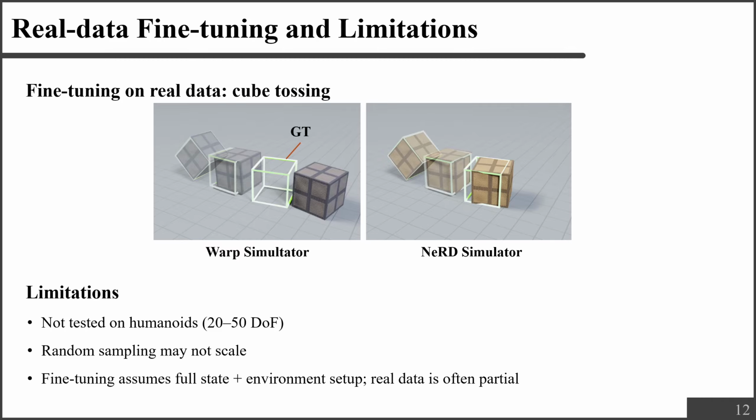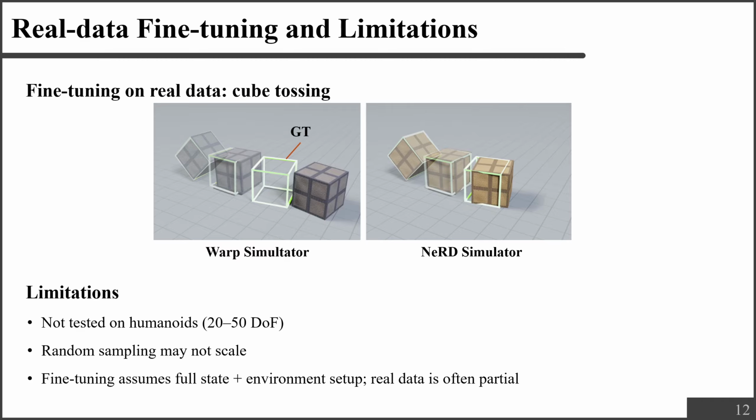They also test fine-tuning on real-world data using cube tossing. They report that fine-tuned NERD reduces both position and orientation errors compared to Warp. The fine-tuning converges in fewer than 5 epochs.